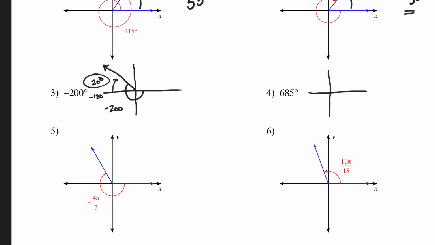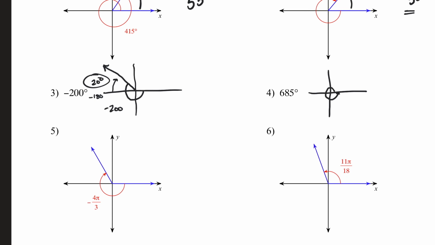What we can do is, as we go around, see how long it takes to get to 685. We do know that if I go 2 full circles all the way around, that's going to be 360 plus 360, which is 720 degrees. And once I see that, I know I've got enough.